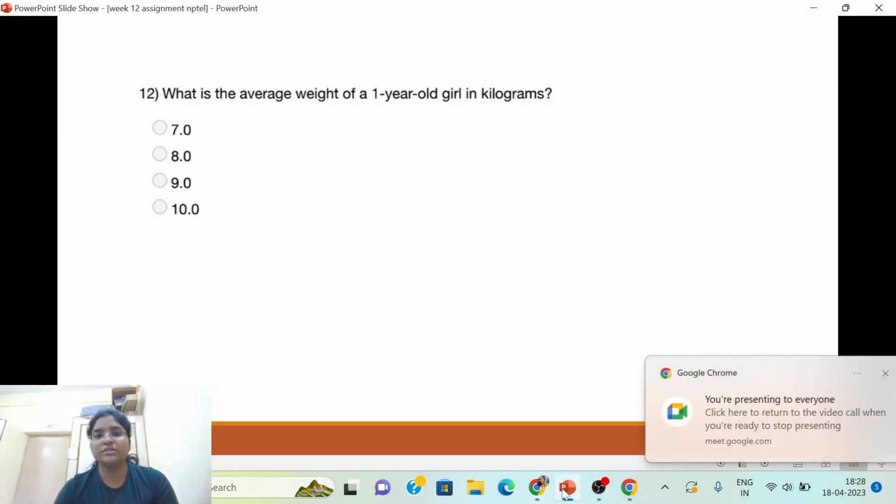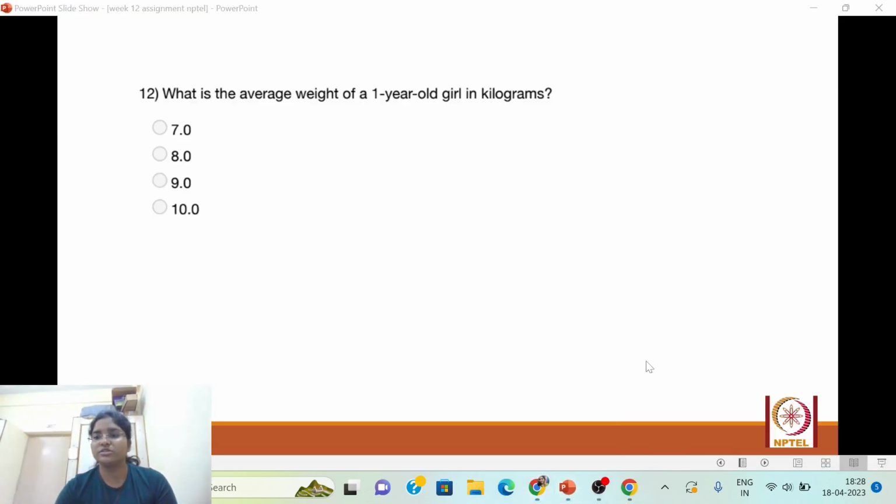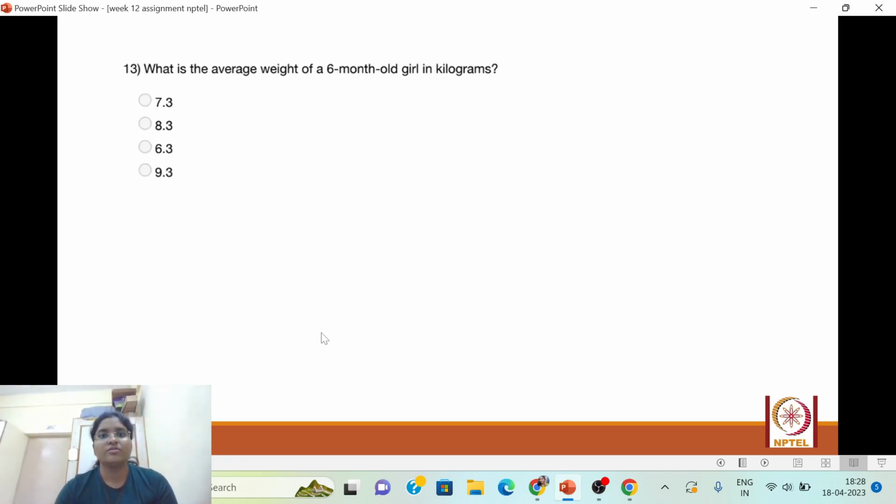Okay, let's see what is the correct answer to this question. It is C, 9 kgs. The average weight of a 1-year-old girl is 9 kgs. What is the average weight of a 6-month-old girl in kgs? 7.3, 8.3, 6.3, or 9.3?